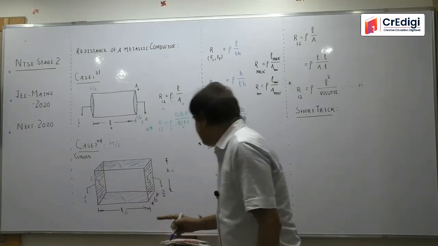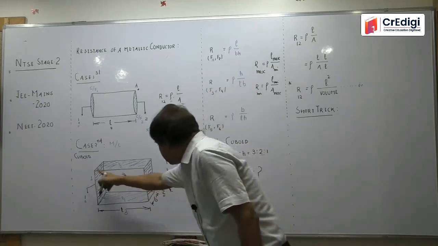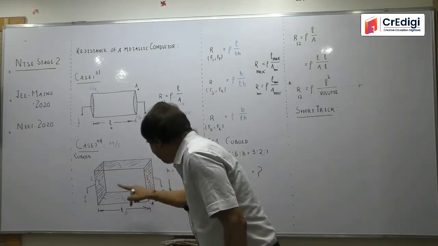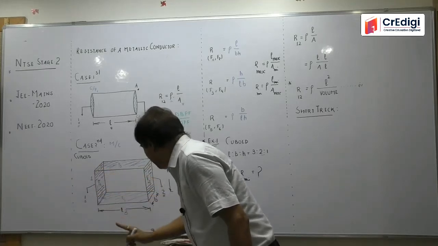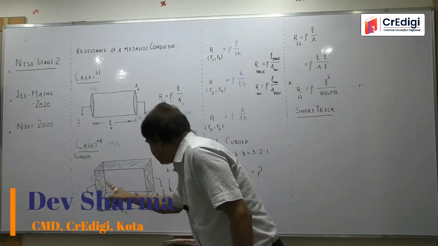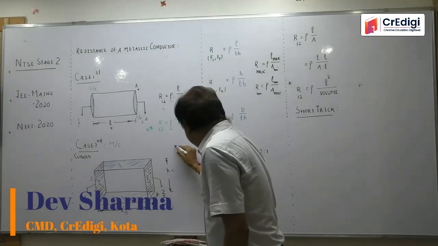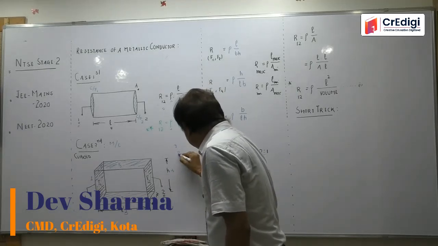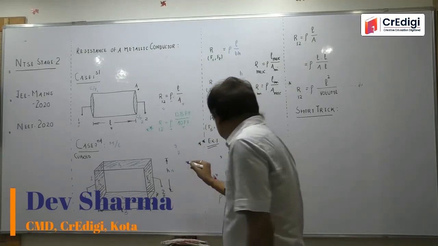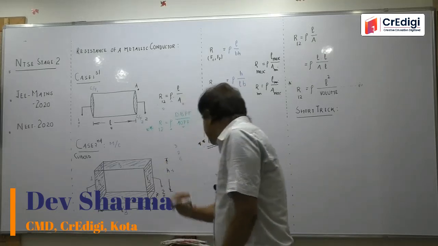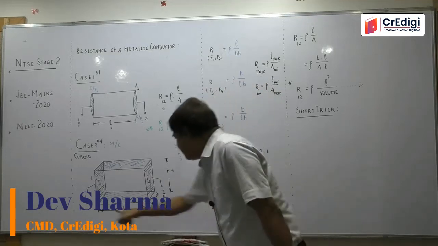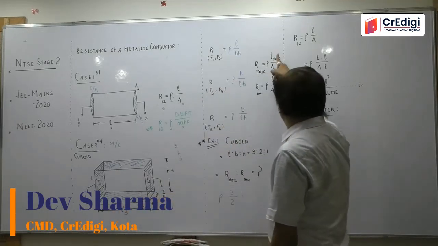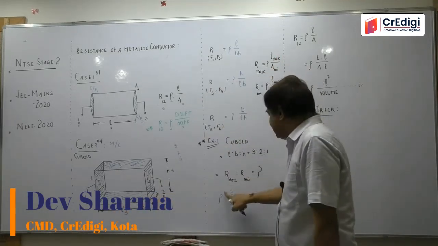And the front and the rear face: length 3 and height 1, so 3 into 1 is 3. So the areas can be 3, 2, or 6. What is the minimum area? 2. What is the maximum length? 3. So L max upon A min gives R max.